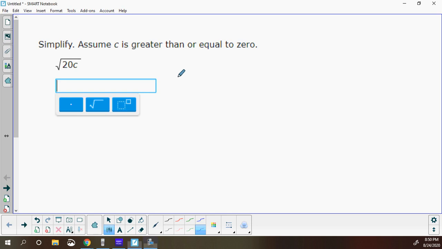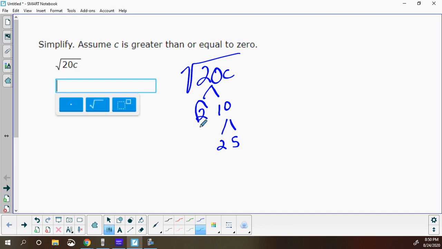So, square root 20c. Prime factor tree, 2 and 10, 2 and 5. Again, circle your pairs. Those are going to move out. So 2 on the outside. There's only one c, one 5. So those stay back in the house.